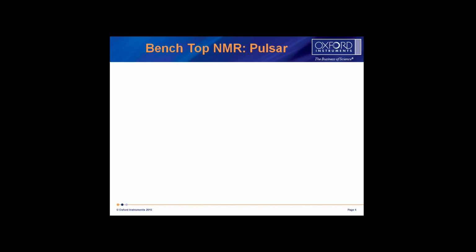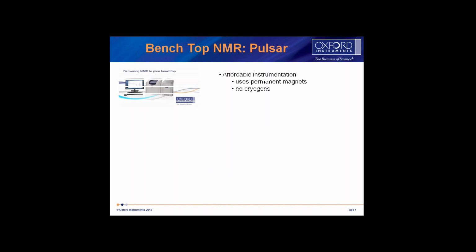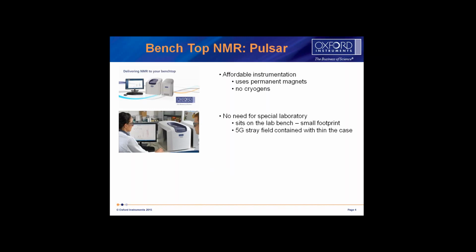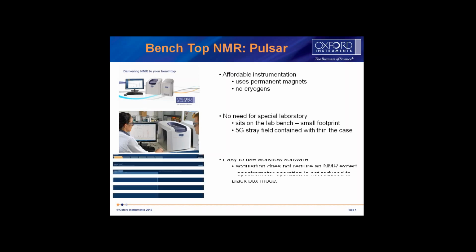By contrast, a benchtop NMR such as Pulsar uses permanent magnets for the magnetic field. This doesn't require any cryogens because there's no cooling, and provides affordable instrumentation. In addition, the magnetic field, the 5 Gauss stray field, is contained within the magnet case, and the footprint is such that it can sit on the laboratory benchtop. So there's no need for a special laboratory.